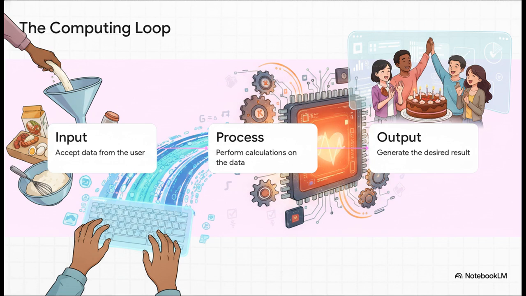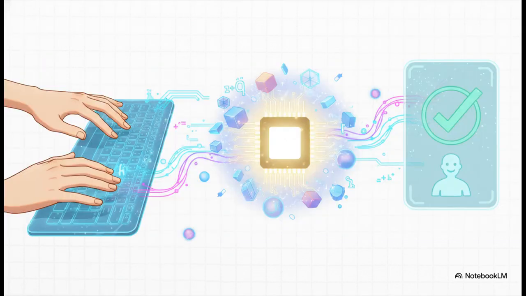Honestly, it's the exact same logic as following a baking recipe. The raw ingredients are your input, the oven acts as your processor, and that delicious final cake, that's your output. To ground this whole abstract loop in a more practical way, the source material gives us a really great everyday example. Just imagine an online system that needs to verify your age. The input is simply you typing your birth year into the keyboard.